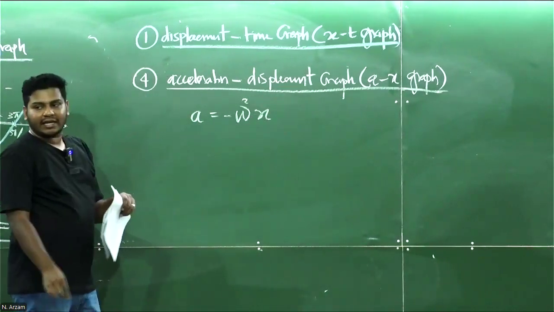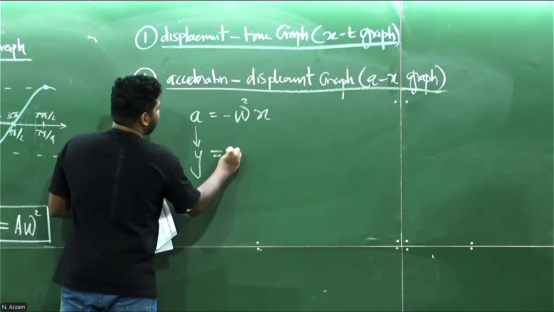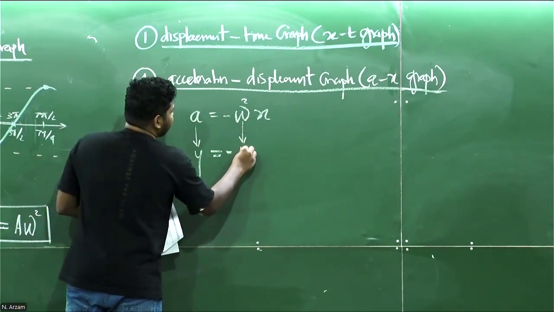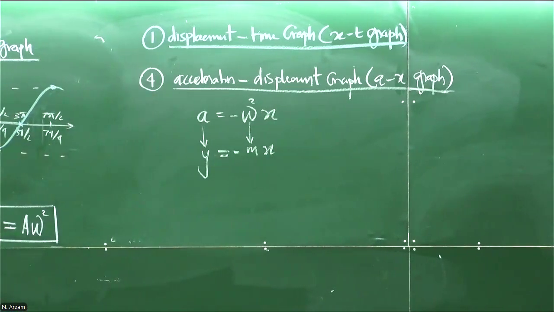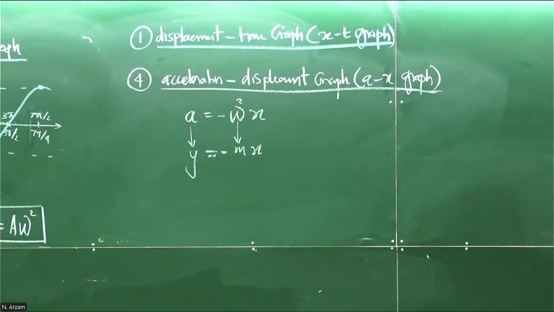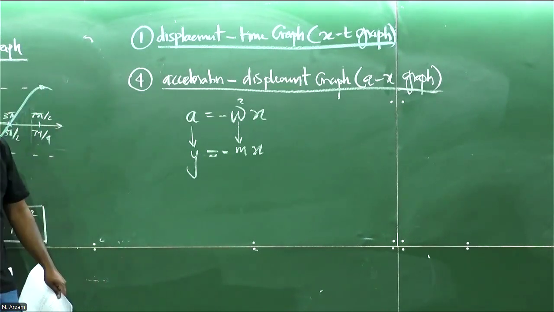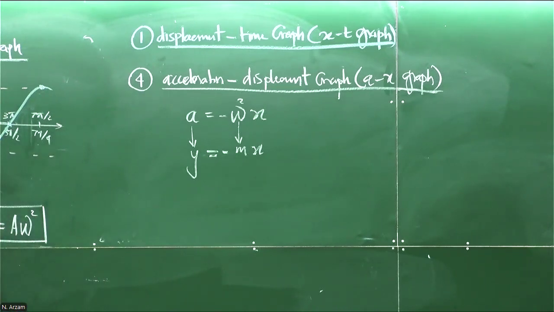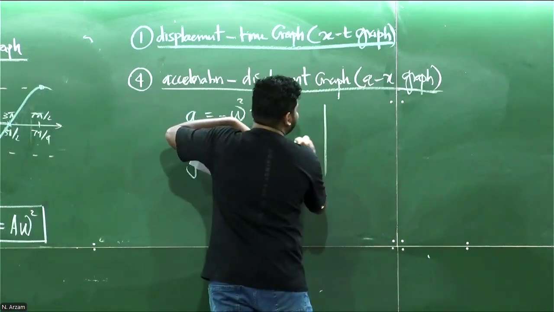So this looks like, look at this one, y is equal to minus mx. So the gradient is what? Omega square. The gradient of the graph is omega square. So how to draw the y is equal to minus mx graph? Y is equal to plus mx graph will look like this.